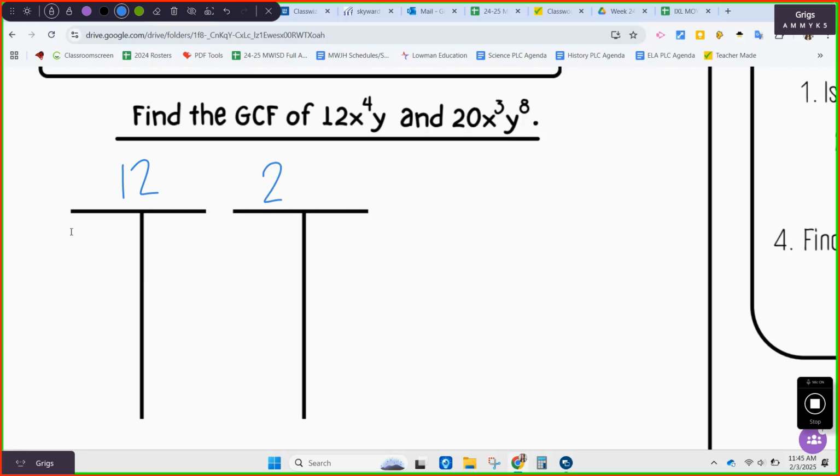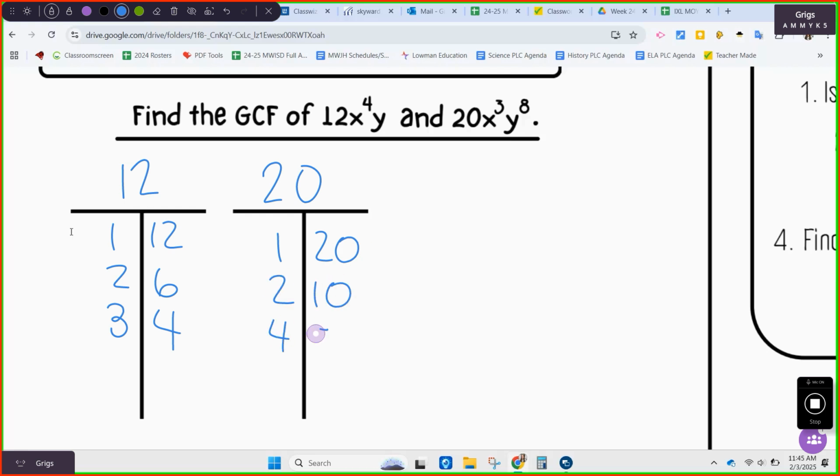We're going to look at 12 and 20. We got 1 and 12, 2 and 6, and 3 and 4. What about 20? 4 and 5. But how do you know it's the important one unless you do all of them? Because they have 4. But there's also 2 in common. What's the greatest common factor? 4.